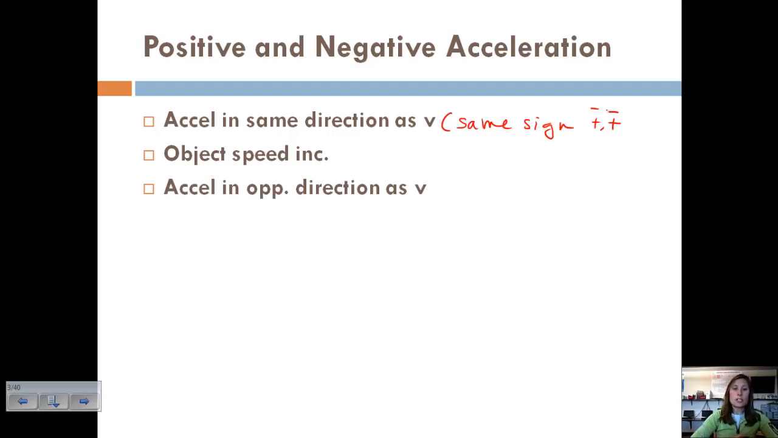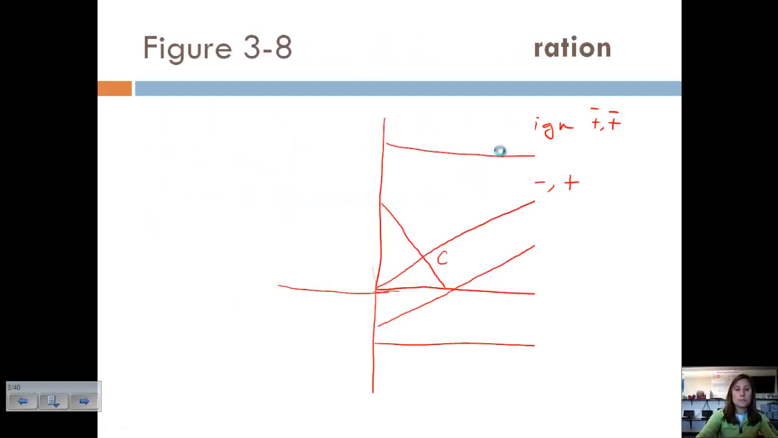Okay, and if acceleration is in the opposite direction as velocity, so either velocity being positive and acceleration negative, or velocity negative and acceleration positive, then that means the object speed is decreasing, or it's slowing down. Slowing down doesn't just mean when something is negative. It has to do with the signs between velocity and acceleration together. So that's really important to remember.